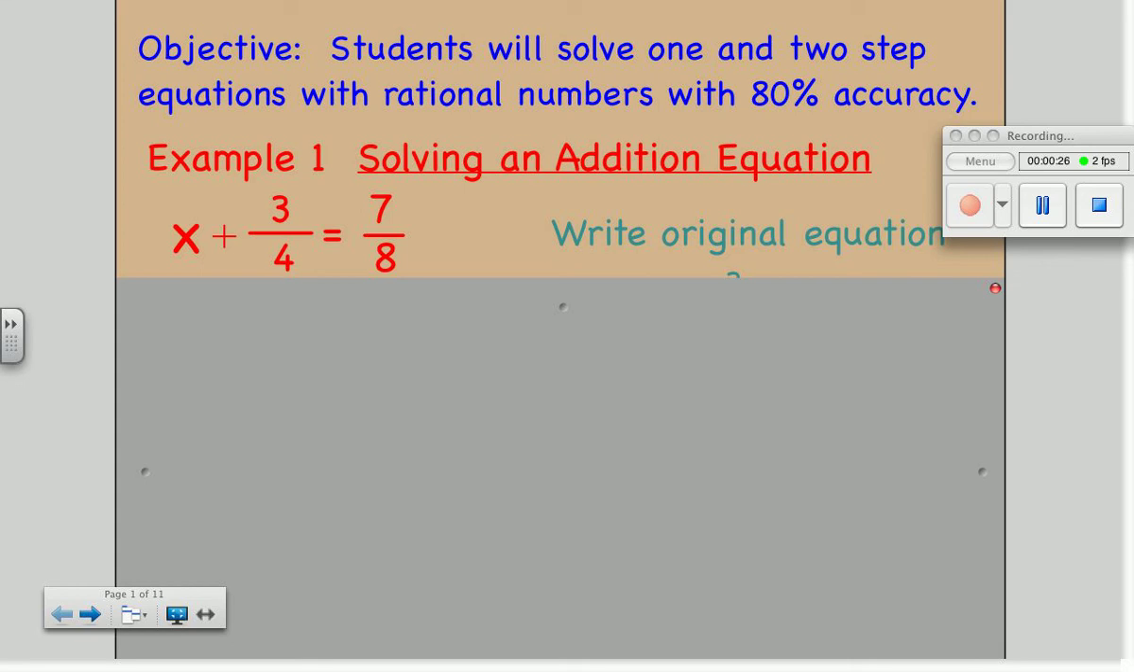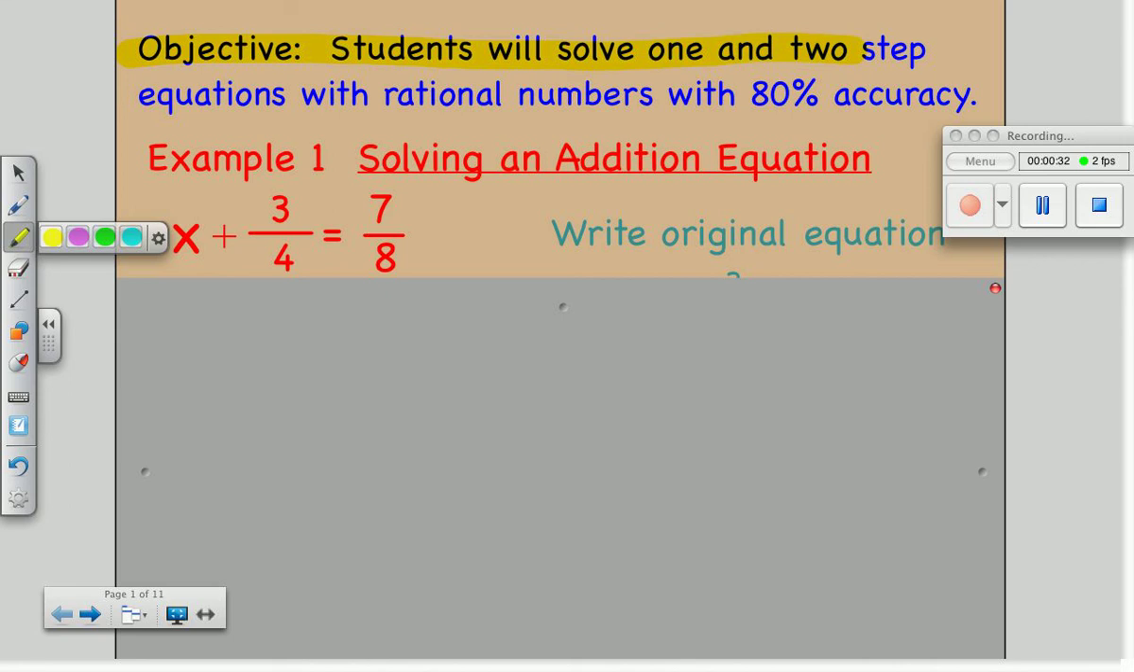So we're starting off right away with example 1. Make sure you get the objective down. Okay, example 1, solving an addition equation with rational numbers. Now we're using fractions. So we have x plus 3/4 equals 7/8.